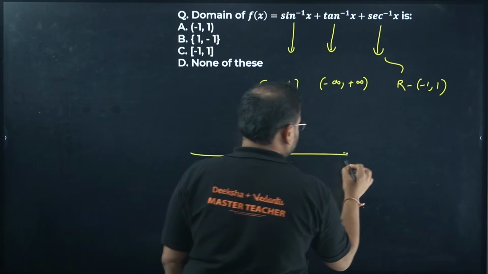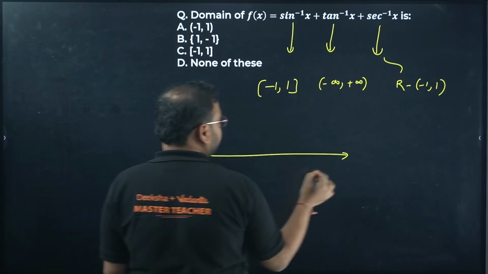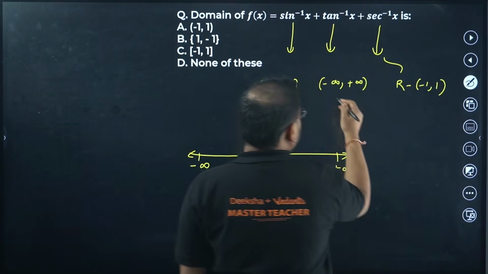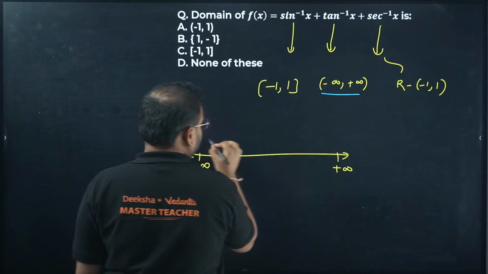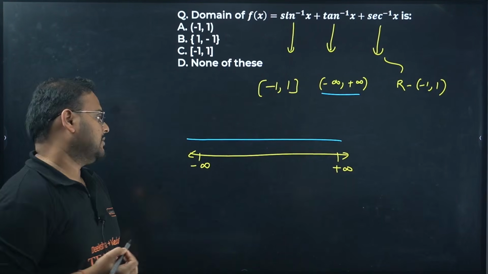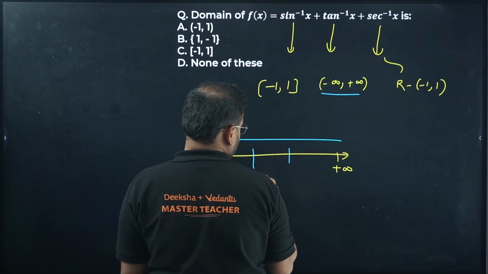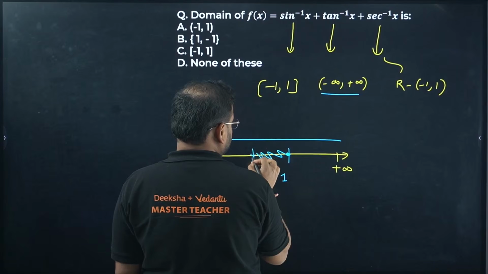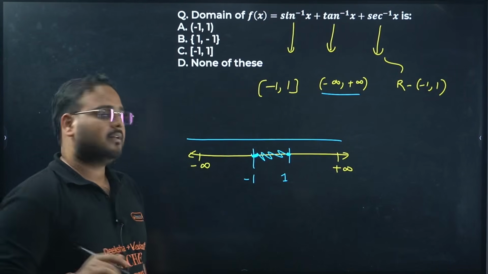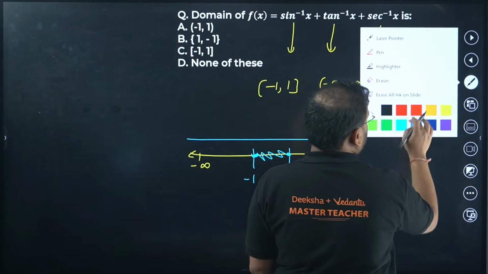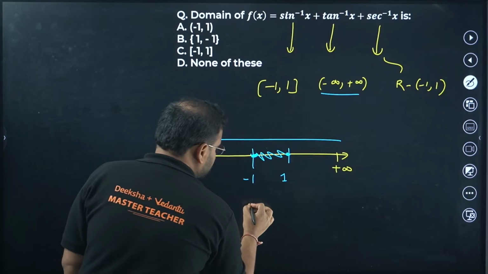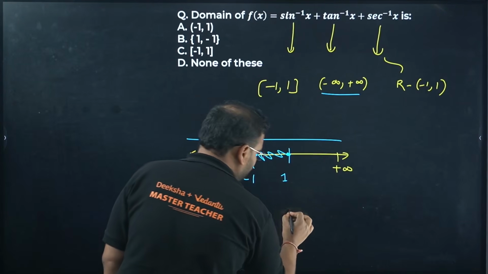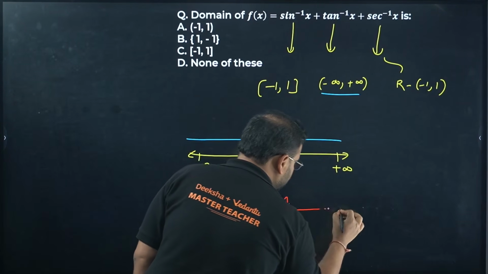I'll write them on a number line and show you. First one, check this out, negative infinity to positive infinity. It means all of it. This is your tan inverse. Next one is minus 1 to 1, including both. The last one: minus 1 is inclusive and then this way, and 1 is inclusive and then this way.